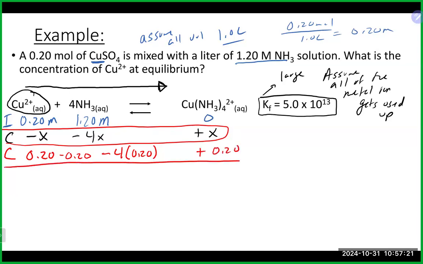Then we can basically carry down and get some numbers. This obviously is going to be 0.2 minus 0.2, and that will give us 0.